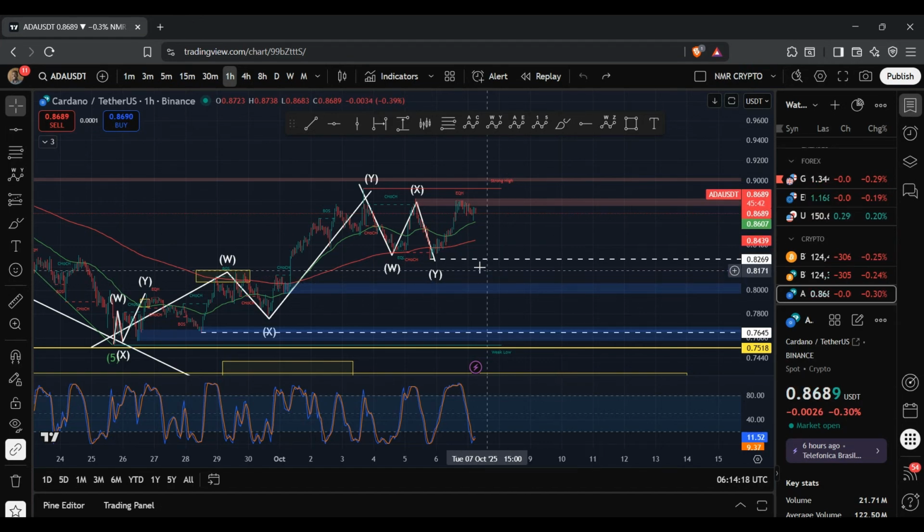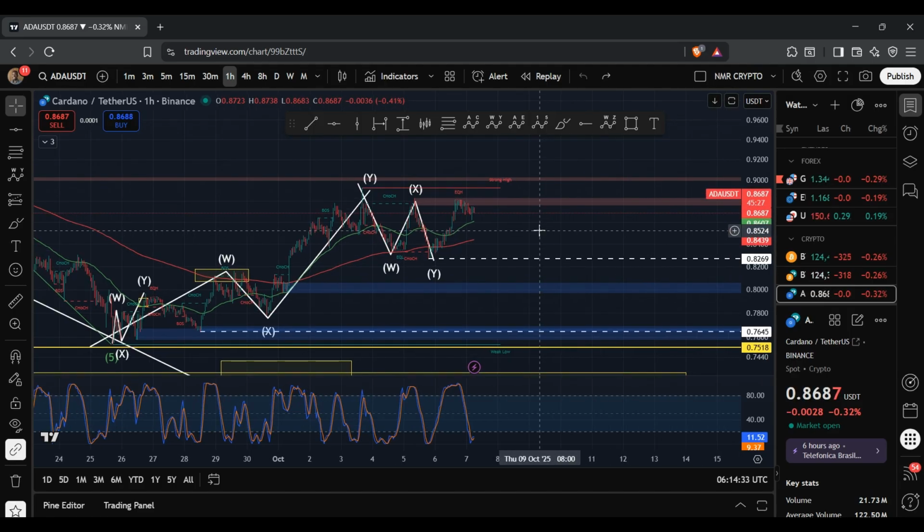So ADA as of late has been on an uptrend, and this is following on from my previous update where I mentioned I was on the lookout for this correction move to the downside, a WXY structure to be complete, and for ADA to have bottomed out at 82.69 cents.